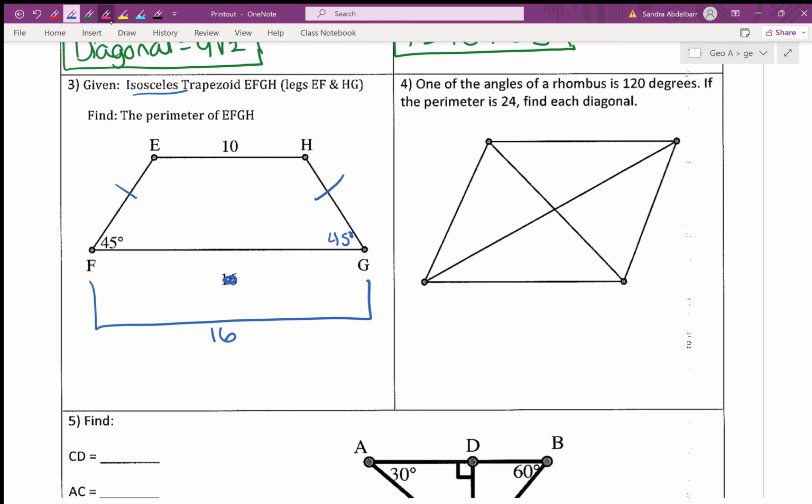Does anybody have any ideas on what I'm going to do? Excellent. I'm going to make an altitude from E to, I don't know, W, and from H to P.